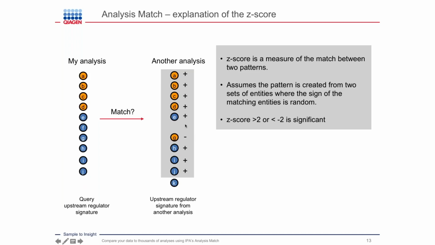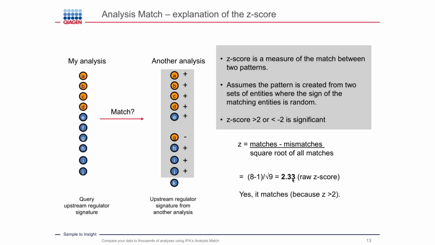Okay. So from this information, we use the following equation to calculate that match z-score. Here we have 8 matches and 1 anti-match, and we divide by the square root of the total number of molecules that match, and then we get a value of 2.33. This is greater than our cutoff value of 2, and so therefore we conclude the analyses do significantly match.